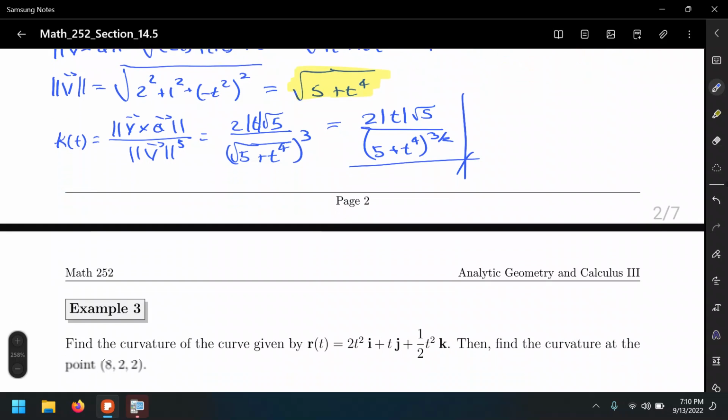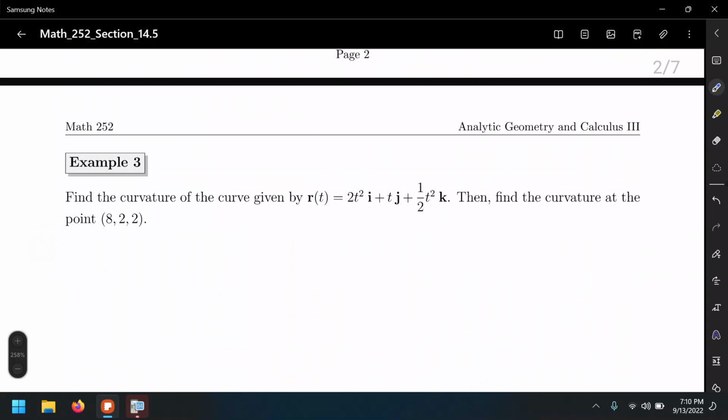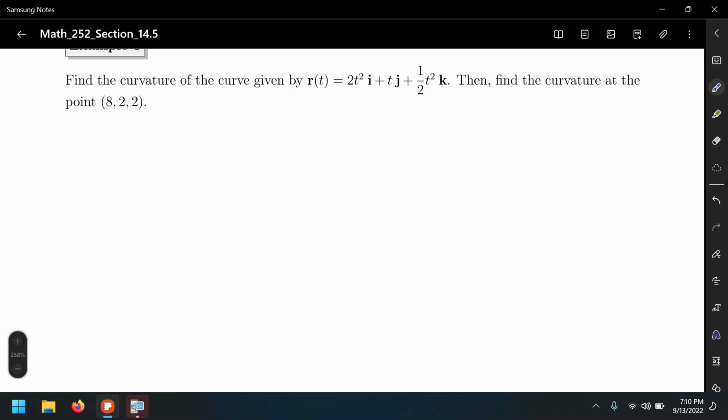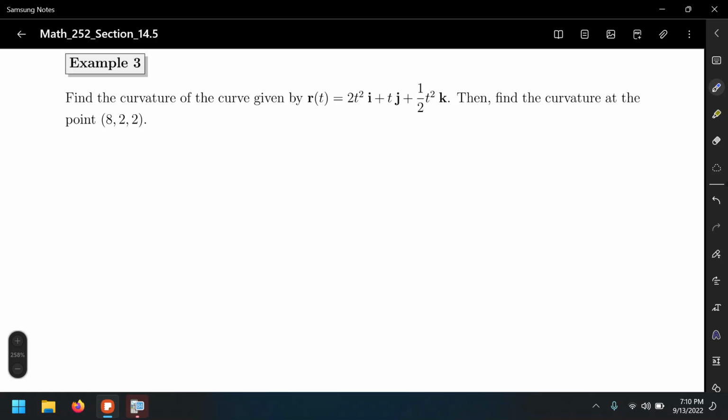Now we're going to do another curvature problem. Find the curvature of the given vector valued function of the given path, and then they're going to ask us to find the curvature at the point (8, 2, 2). So now we're going to find how fast the curve turns at this particular point. First of all, we have to go through the painful process of finding derivatives. Well, that's not that bad, but the cross product is usually what takes a good minute to compute.